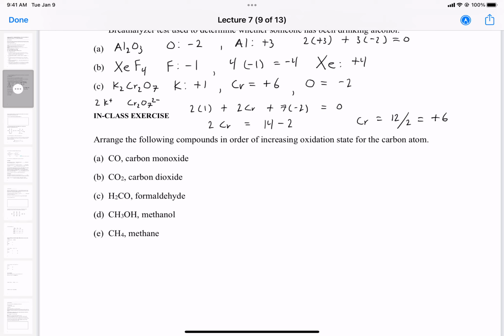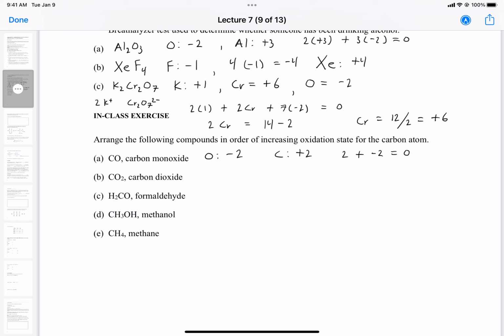Okay, so carbon monoxide. So we just say oxygen is -2. Okay, so carbon, to make it neutral, must be +2, right? Because 2 plus -2 will give us 0. Okay? All right, so now let's go with the carbon dioxide.